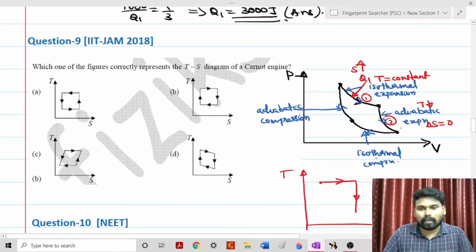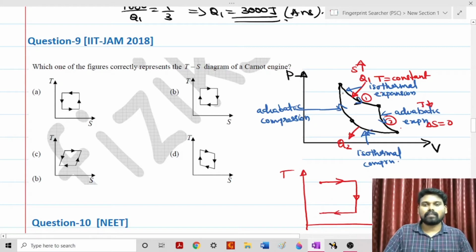Now, it's an isothermal compression. Isothermal compression means temperature is constant, so it has to be like this. But towards the right or left? In this process, the system releases some heat, Q2, to the surroundings because it is an isothermal compression. Since the system is releasing heat, its entropy will be decreasing. So temperature is constant, entropy should decrease, and it should go left, not to the right.